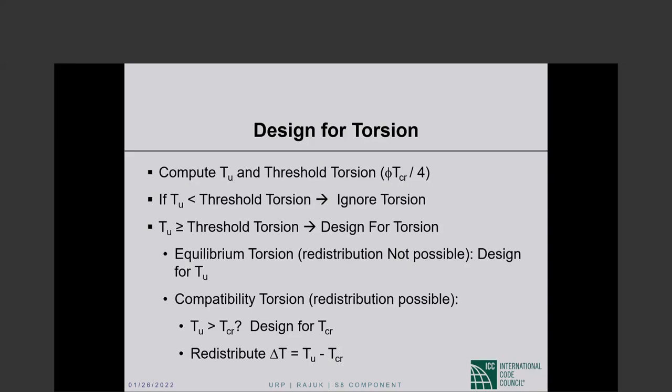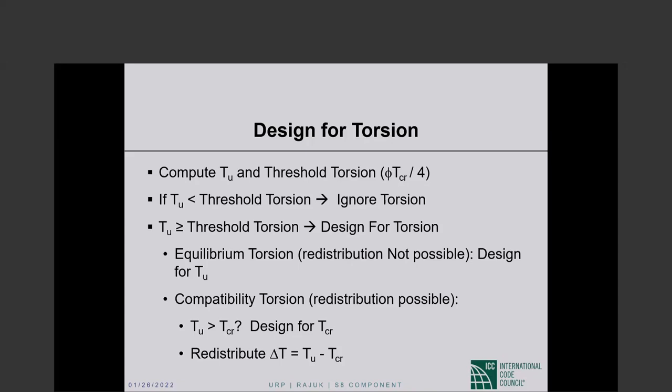Equilibrium torsion is something that is, how should I say, we have no choice but to design for T sub u, the torsion acting on the member. We cannot redistribute part of it away. So that torsion is needed for the equilibrium of the member.